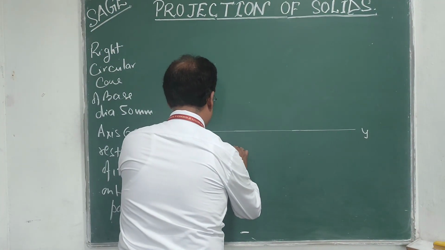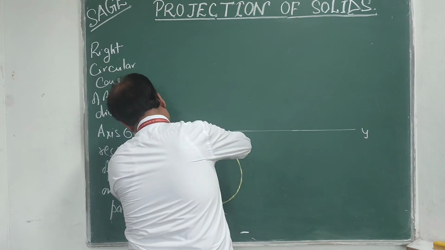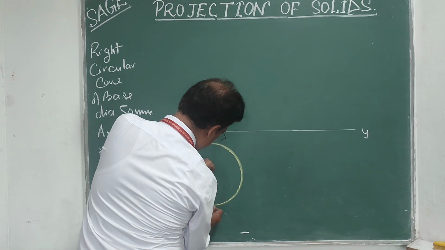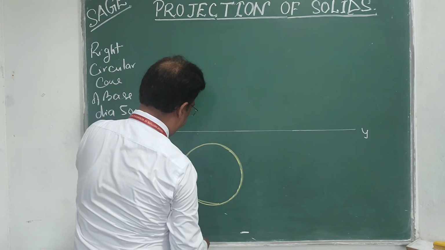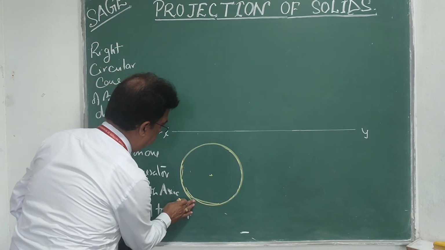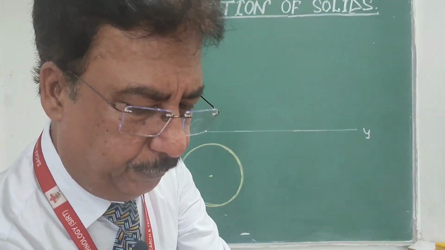I will draw a circle of 50 mm diameter. With the help of a compass, you can draw this circle. So the circle will be like this, and then draw its front view.